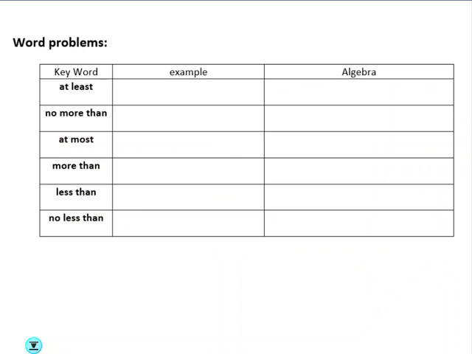Now, there are a lot of vocab words in this unit because there are a lot of words in the English language that represent greater than or less than, or greater than or equal to, or less than or equal to. These are just a few of the words that you could see.